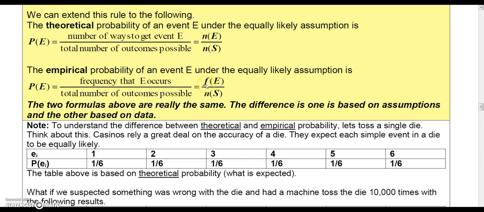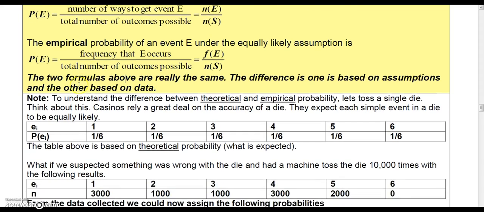So in that case, we'd actually write it as f of e, where f stands for the frequency. So it would be the frequency of the event occurring over the number in the sample space. But they're really the same formula.